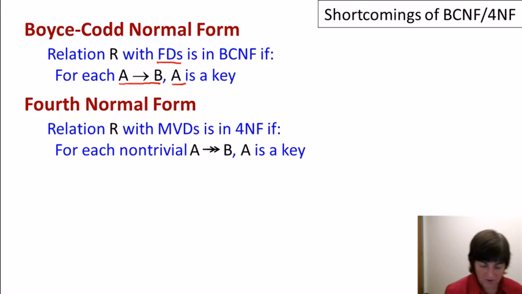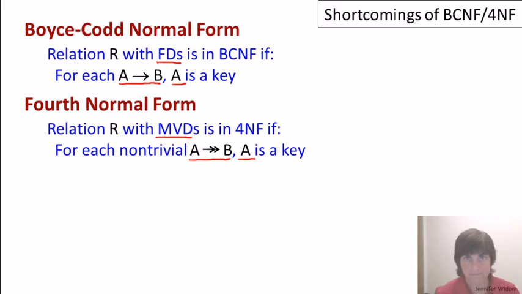Fourth normal form uses multi-value dependencies and says whenever we have a non-trivial multi-value dependency, again, the left-hand side is a key. And as a reminder, functional dependencies are also multi-value dependencies, so fourth normal form implies Boyce-Codd normal form. What we're going to see in this video is a few examples where Boyce-Codd normal form or fourth normal form are actually not necessarily desirable for the specific relations we're designing.